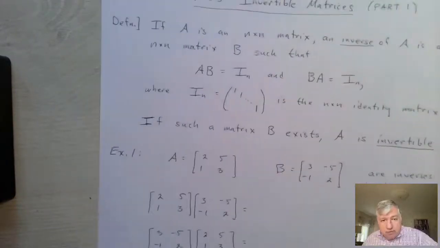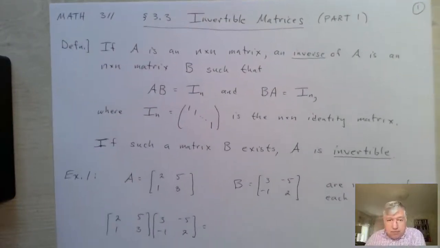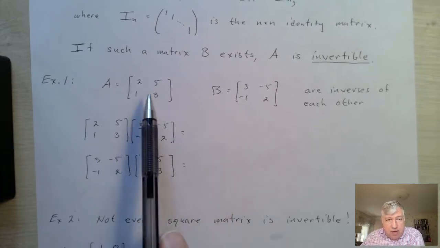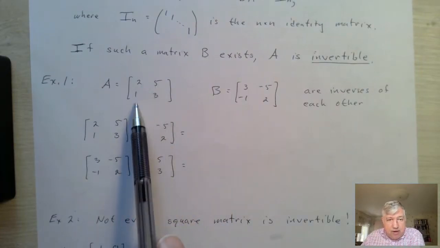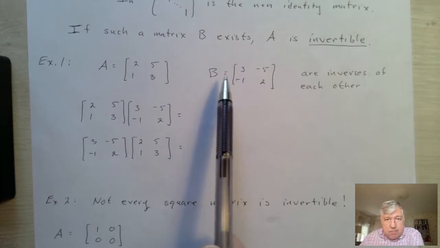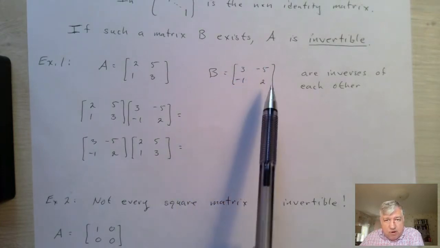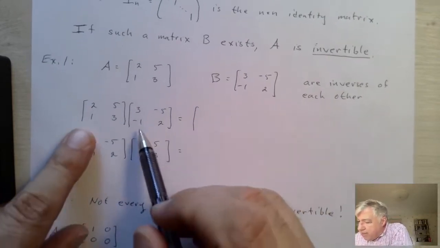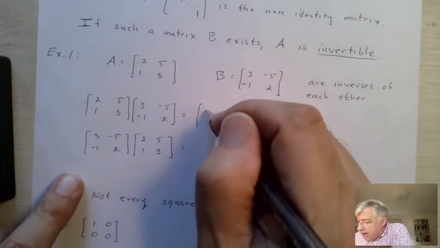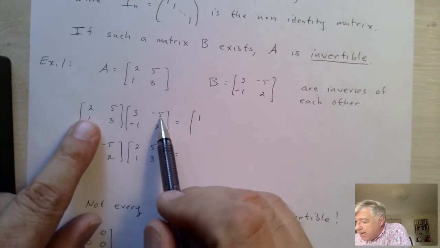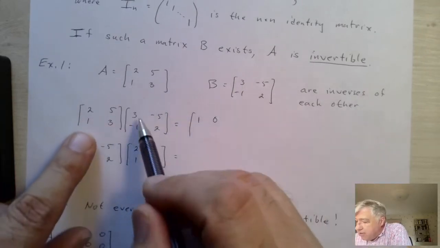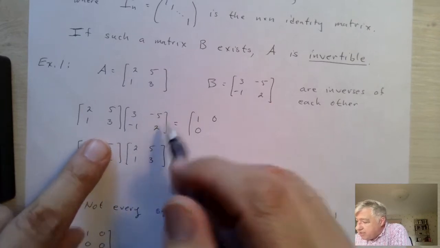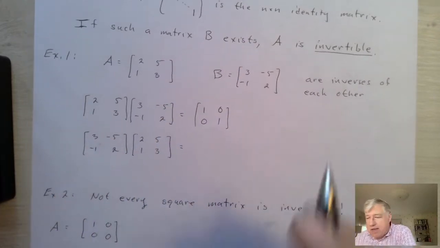Now, let's look at an example first. If A is the matrix 2, 5, 1, 3, and B is 3, negative 5, 1, negative 1, 2, we can multiply them together. We get 6 minus 5, that's 1. Negative 10 plus 10 is 0. 3 minus 3 is 0. Negative 5 plus 6 is 1. So we get the identity matrix.